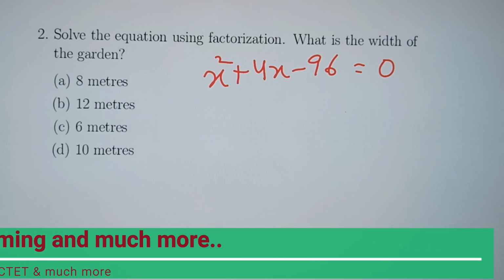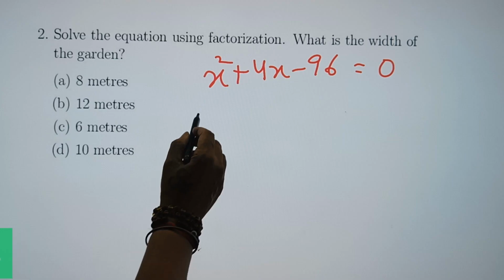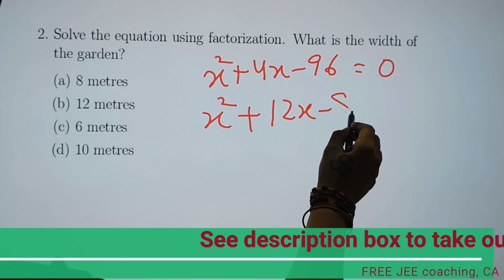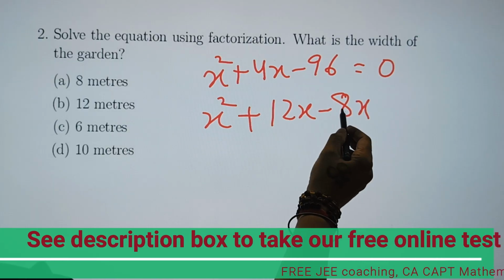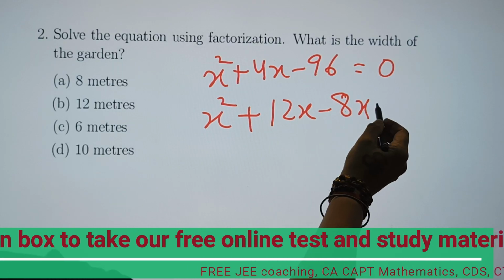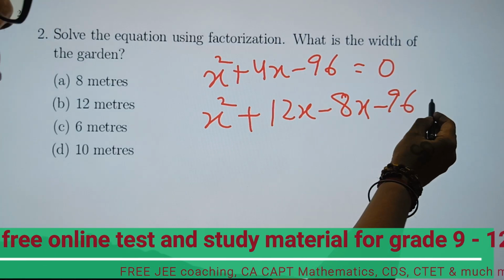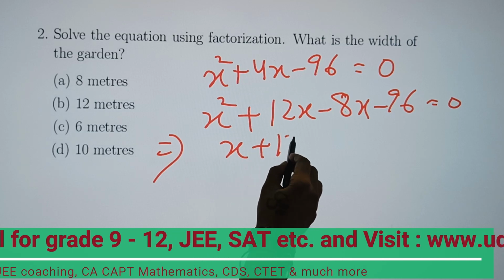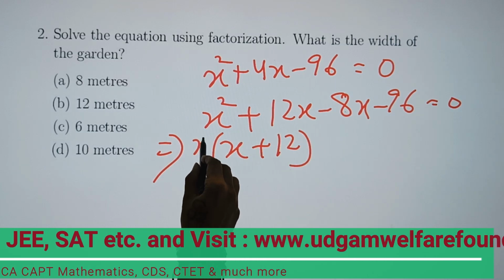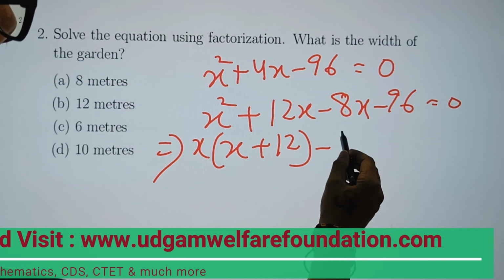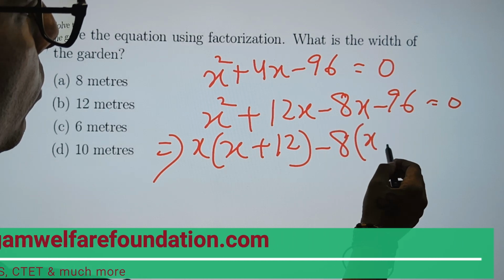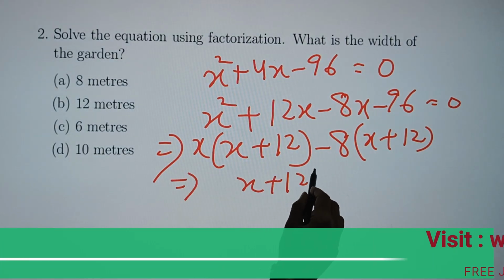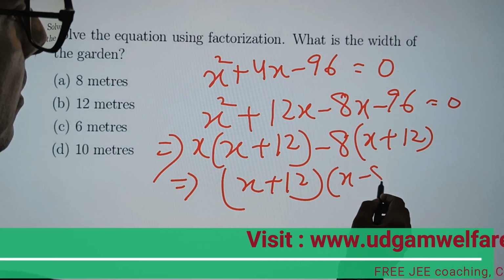We can simply split the middle term using x square plus 12x minus 8x. Very simple. 12 into 8 is 96 and it is going to give you 4x only. Very simple. And this is going to give us this. So this implies x into x plus 12, as we can take x common, minus we can take 8 common here, we are going to get x plus 12 here. So this implies x plus 12 into x minus 8.